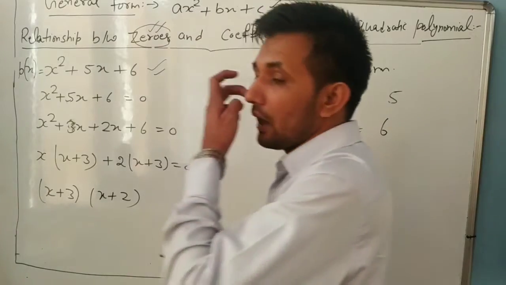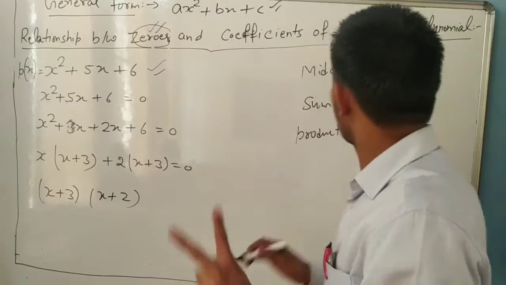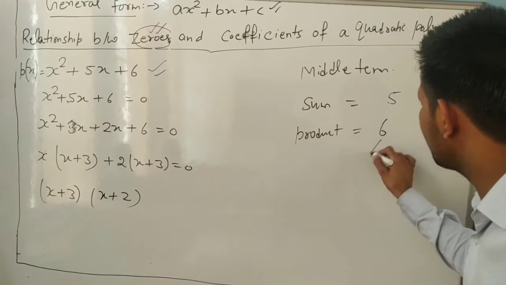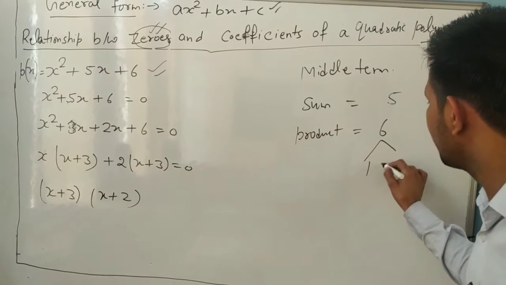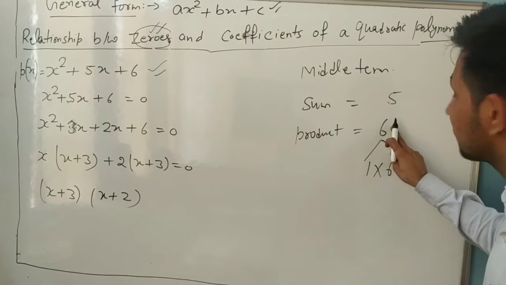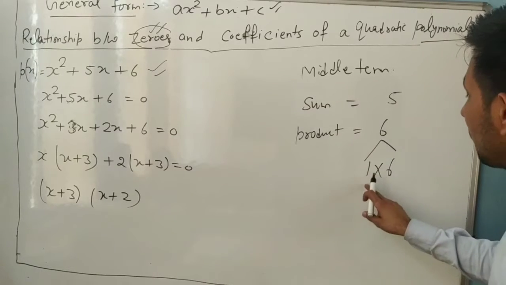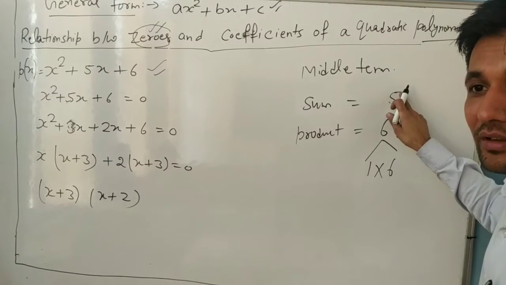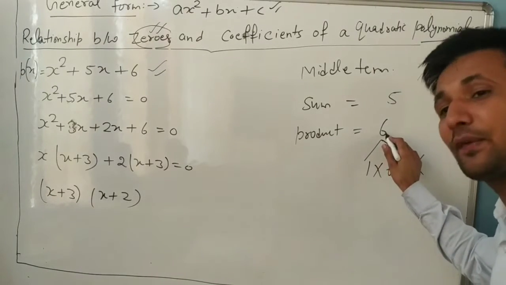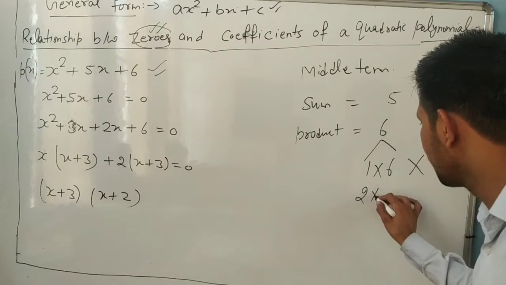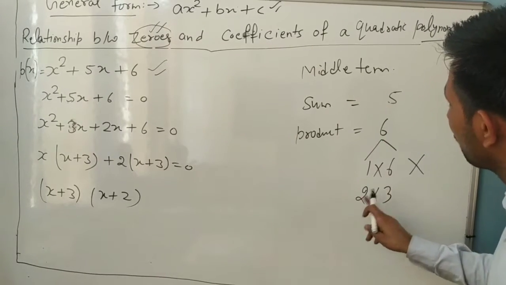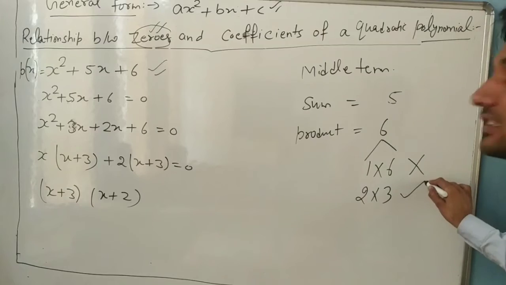Look at. Now you have to think of two numbers whose sum is 5 and product is 6. So product is 6, you can take like this one, 1 into 6. 1 into 6, product is 6. Yes. But sum is 5. 1 plus 6 is not 5. So this case is not possible. Next. Can you write the factors of 6? 2 into 3. 2 into 3, product is 6. And 2 plus 3 is 5. Yeah, this is the case.